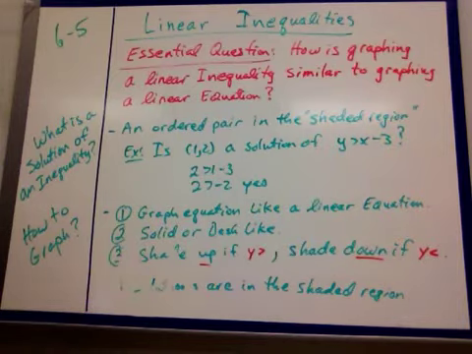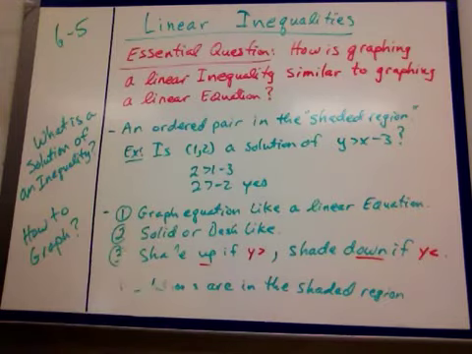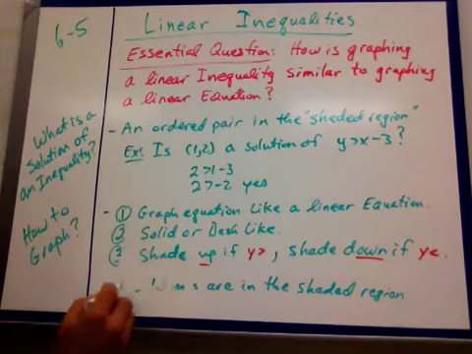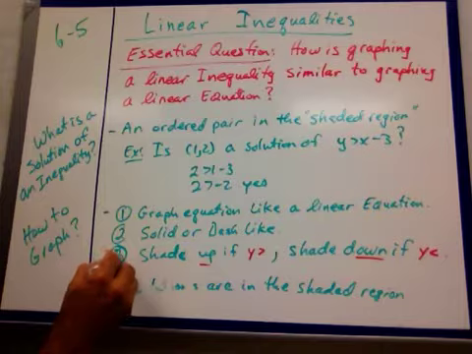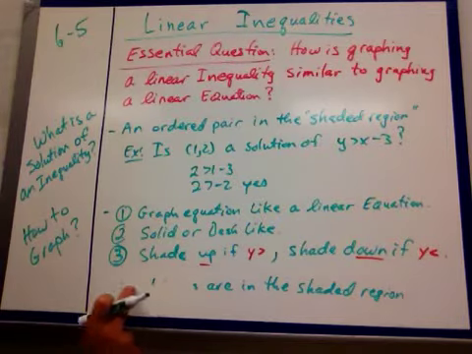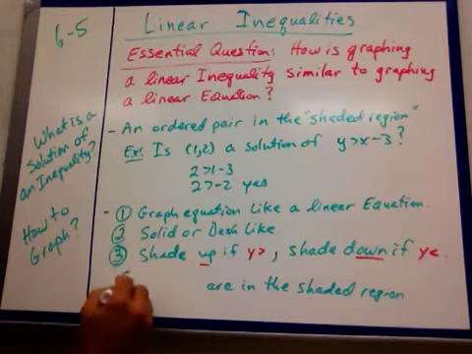How do you graph it? Okay, graph the equation like the linear equations. Plot the y-intercept, move the slope, find your 2 points. Or plot a point and move the slope so you have your 2 points. Now, you either get a solid or a dashed line when you graph this.